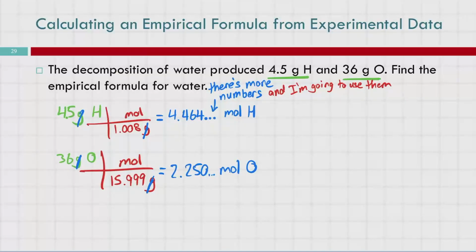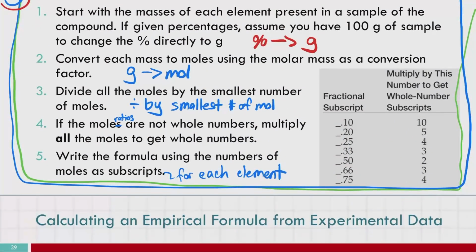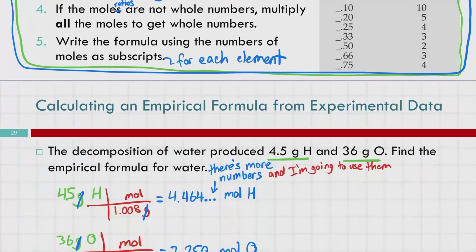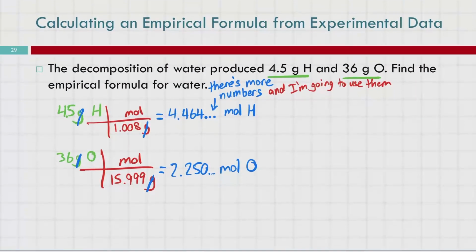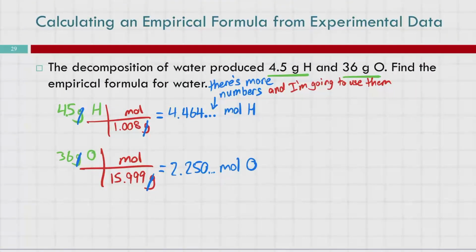Do we have nice round neat numbers? We certainly do not. But that's great. That's okay. That's perfectly fine because we've got another step. So now on to step 3. Divide all the moles by the smallest number of moles. We've only got 2 here, so the smaller number of moles is, for oxygen, 2.25 and change.